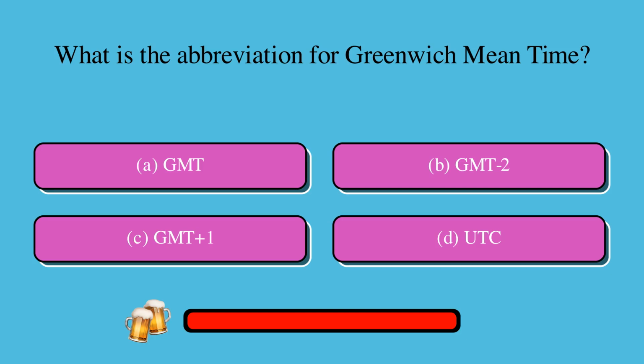Here's some Greenwich Mean Time trivia. What is the abbreviation for Greenwich Mean Time? Is it A, GMT, B, GMT, GMT plus 1, or D, UTC? The correct answer is GMT.